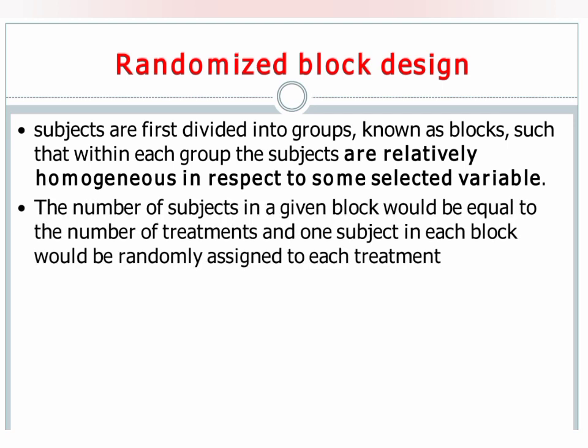The number of subjects in a given block would be equal to the number of treatments, and one subject in each block would be randomly assigned to each treatment. So we are going to divide the subjects into a number of blocks, and for each block we are going to equally assign the treatments.